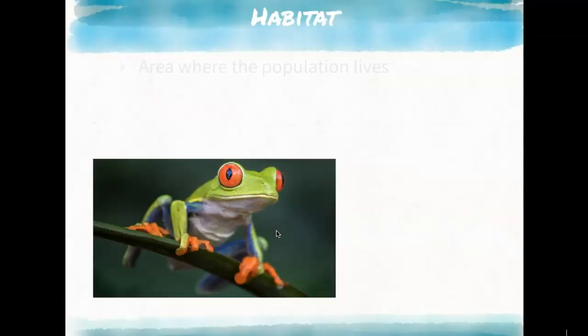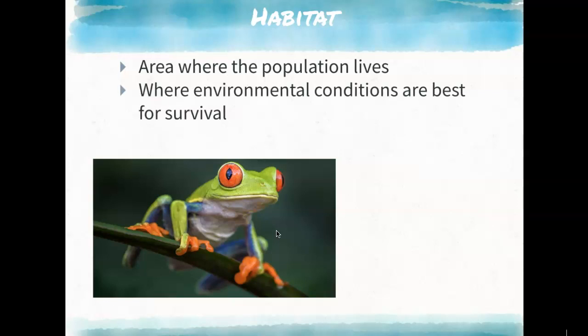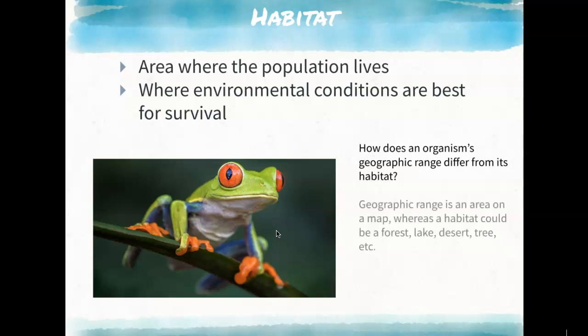Habitat is a little bit different, so specifically where the organism lives. Usually they pick areas that are the best suited for them for survival, and it's a little bit different from range because range is just the area where you can see them on a map. Habitat is a little bit more specific.